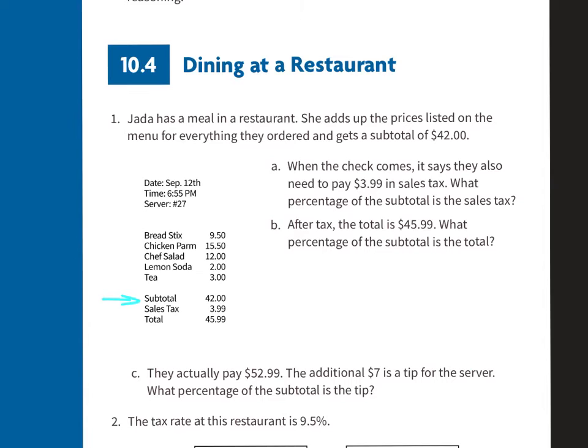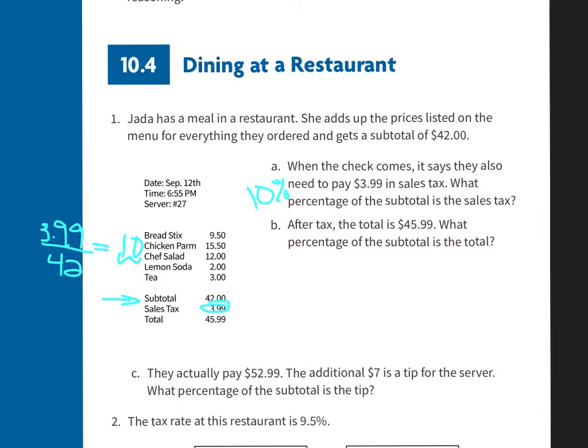Subtotal's right there, $42. When the check comes, it also says they need to pay a $3.99 tax. What is the percentage of the sales tax? So, $3.99 tax divided by the subtotal, which is 42. If I go 3.99 divided by $42, I get 0.10. If I move it over twice, times it by 100, I get 10% tax.